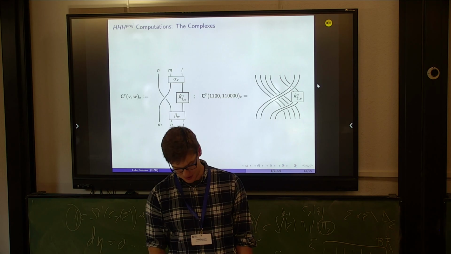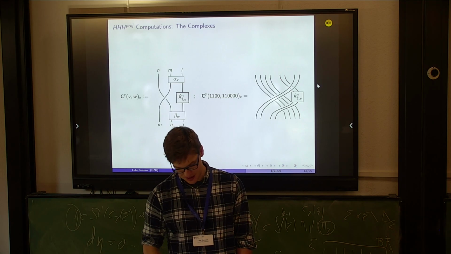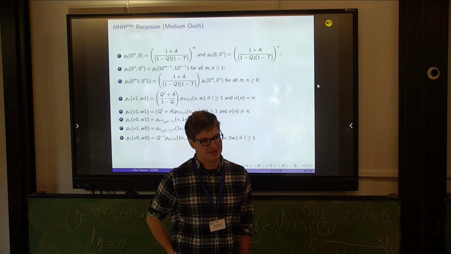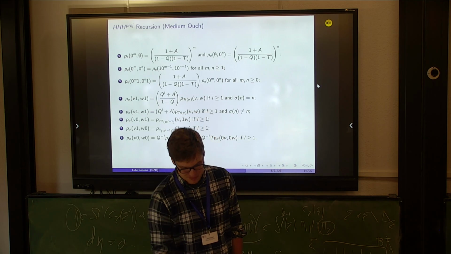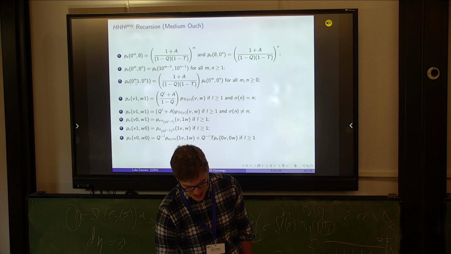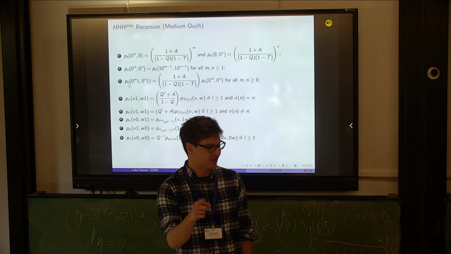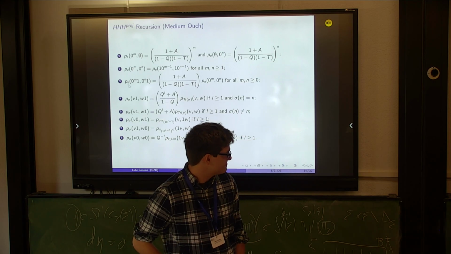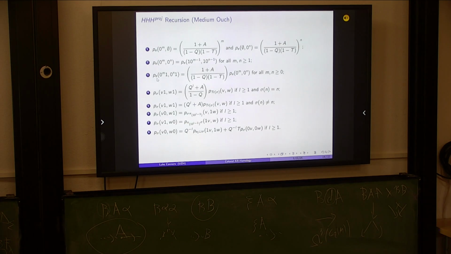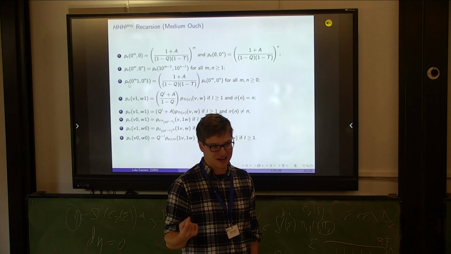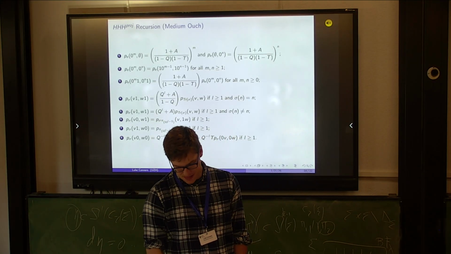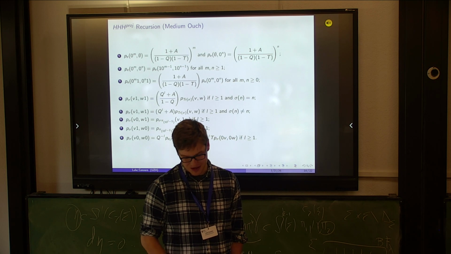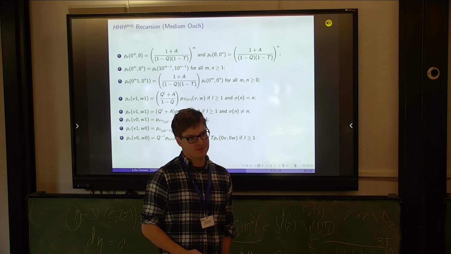So there are some recursions which compute the homology of such complexes. Here they are. It's sort of medium ouch. There's 8 rules. But they're indexed by these binary sequences together with some choice of permutation, which you have to track. It's not so bad. You can tell a computer to do these things, and it terminates in finite time, so that's rather nice.